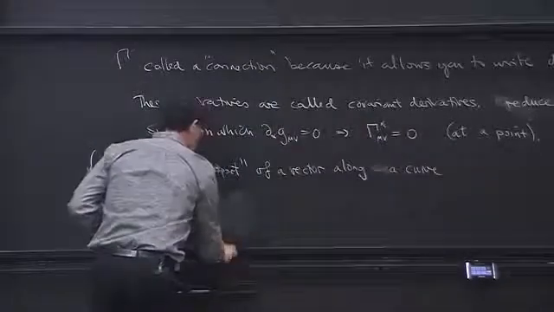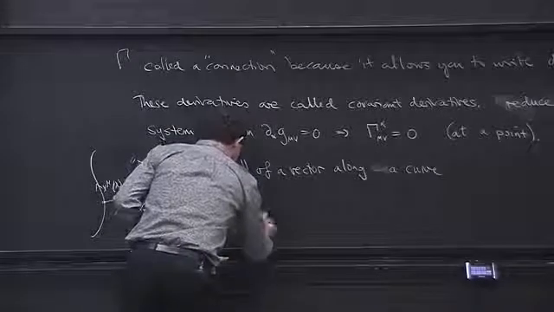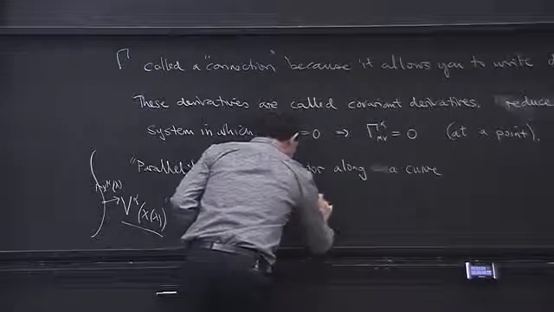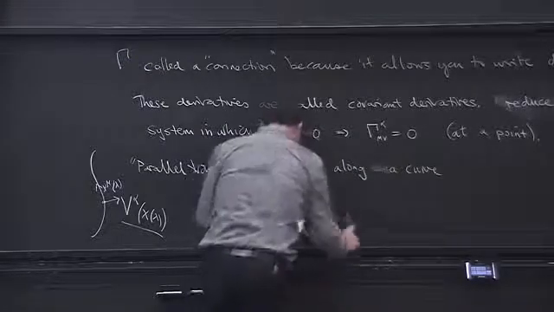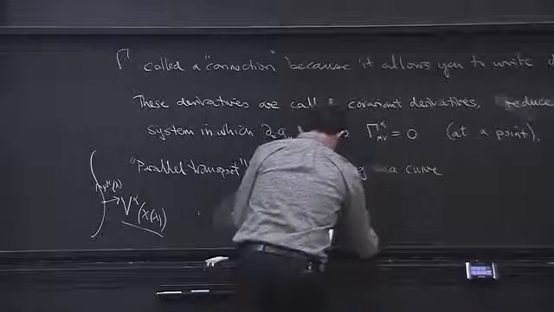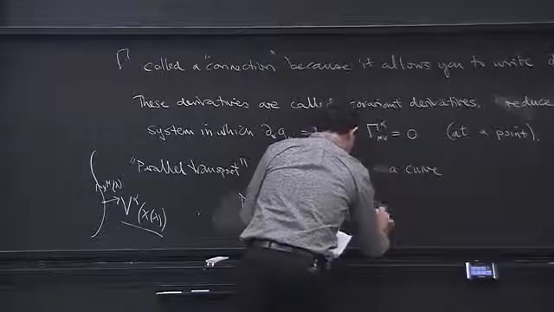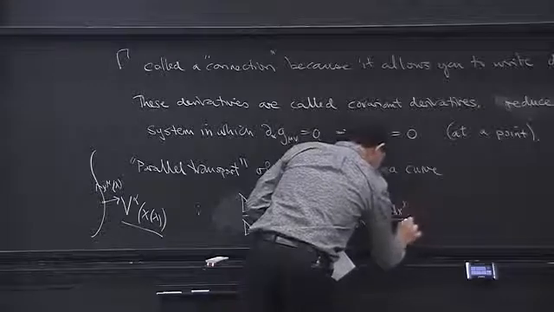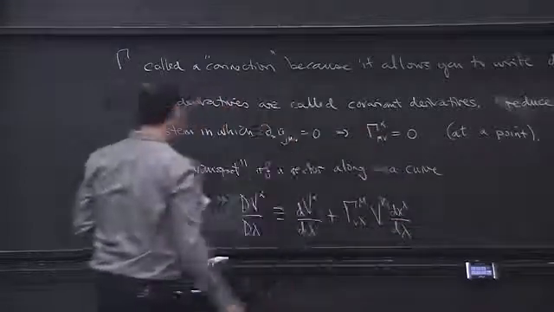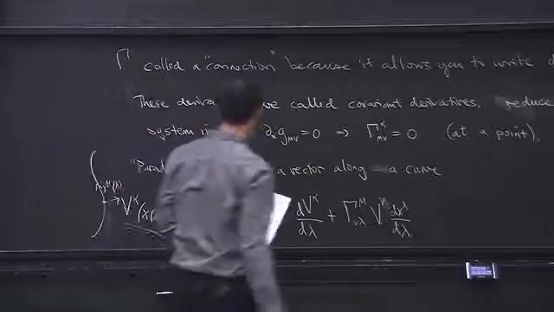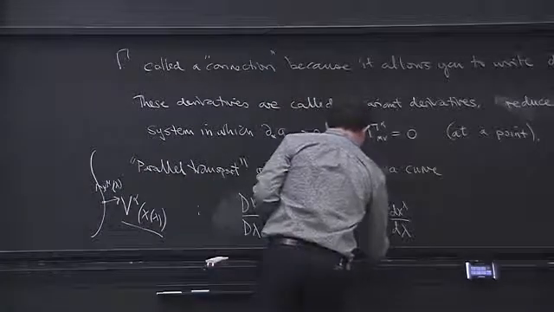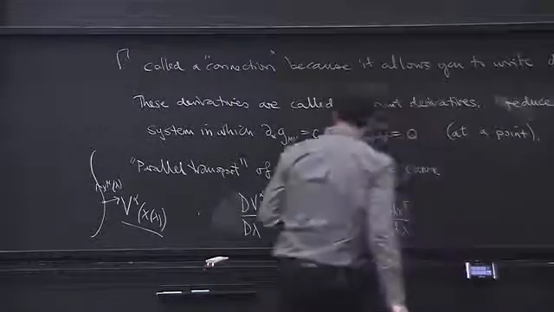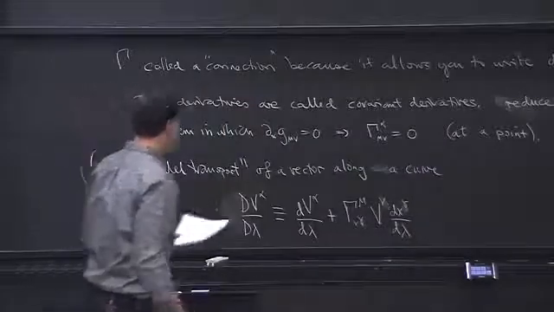So let's define the covariant derivative. V alpha is the ordinary derivative plus the connection gamma alpha nu lambda v nu dx lambda d lambda. Okay, this transforms as a four vector.